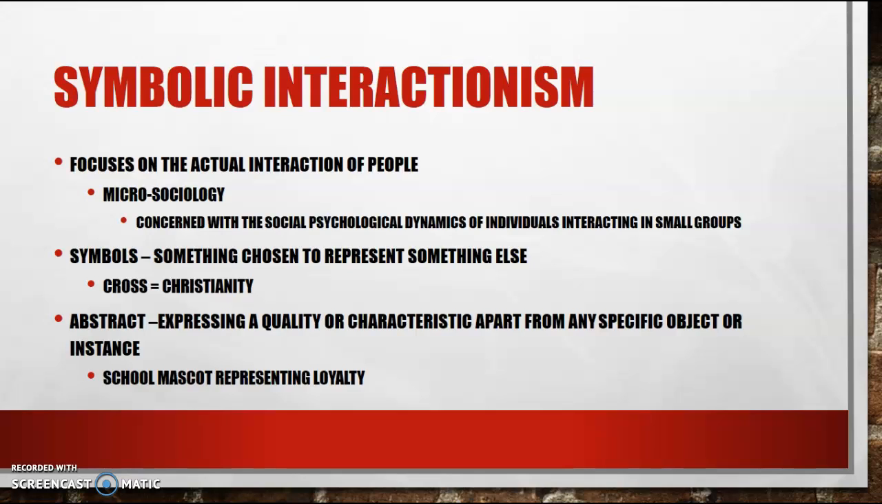A symbol is something that is chosen to represent something else. If you see a cross on somebody's neck, you know that means they are most likely Christian. It is a symbol of Christianity. Abstract is the expressing of a quality or characteristic apart from any specific object or instance. For example, the school mascot: while we look at our school mascot as representing our school, the Conner Cougars, it can also represent another value. It could represent loyalty to some, like that's our mascot, we're going to rally behind it, but it's more abstract than just, that's a Conner Cougar.